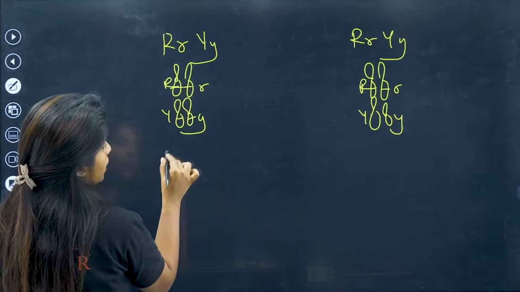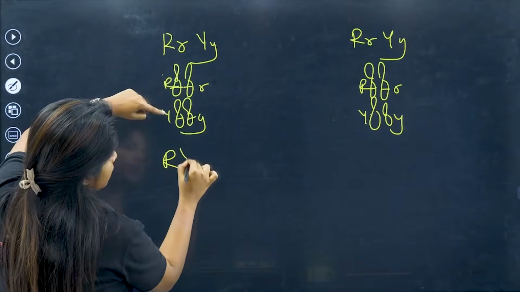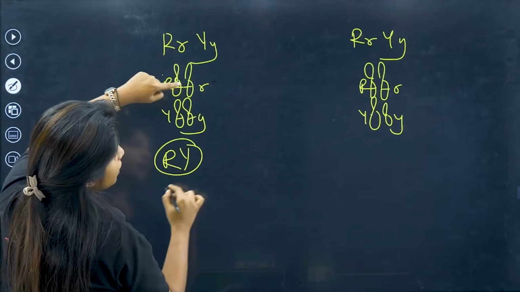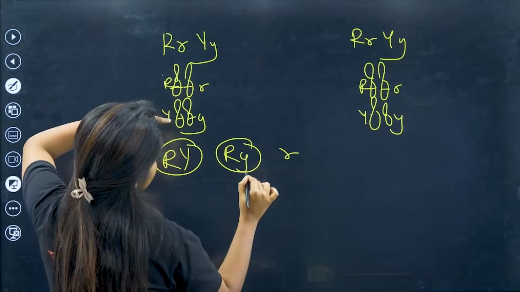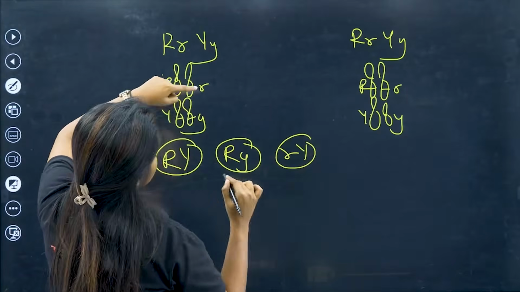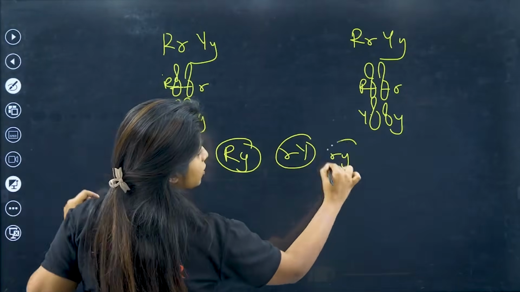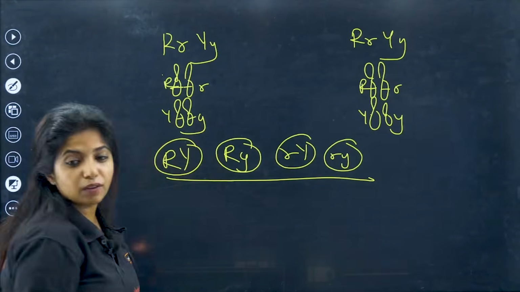From here only one allele comes, and from here one comes, so this is a gamete. From here capital R came, from here small y came, this is a gamete. From here small r came, from here capital Y came, this is a gamete. From here small r came, from here small y came, this is again a gamete. So 4 types of gametes are being formed this time.